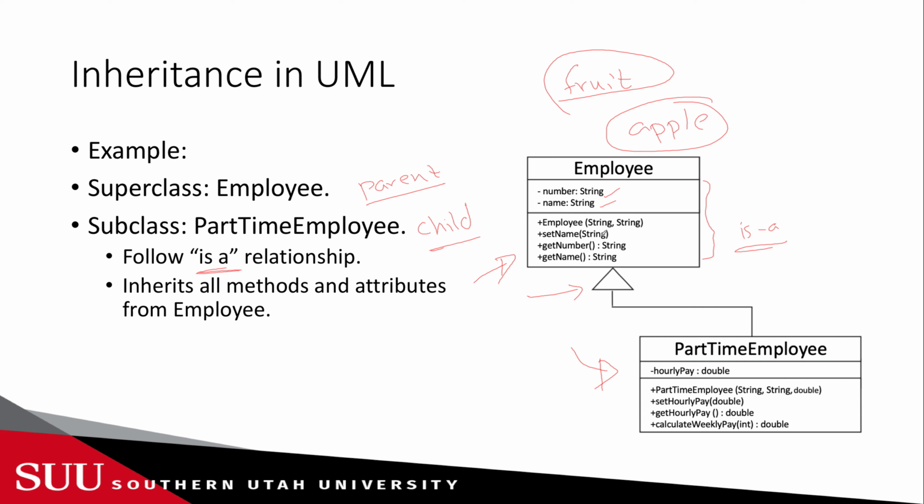And we're defining a set name. That is a void method. We know it's a void because we don't have a colon and then a return type. We have a getter for the number, which is going to return a string, and a getter for the name that is going to return a string as well. And then by this symbol, we're saying part-time employee inherits employee.